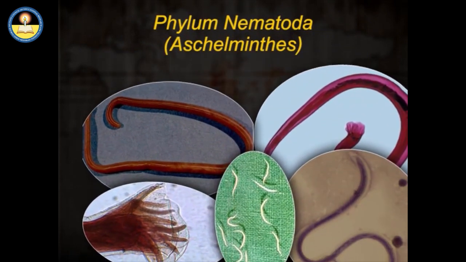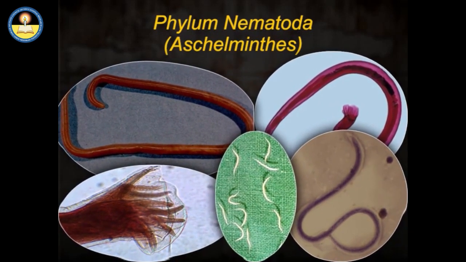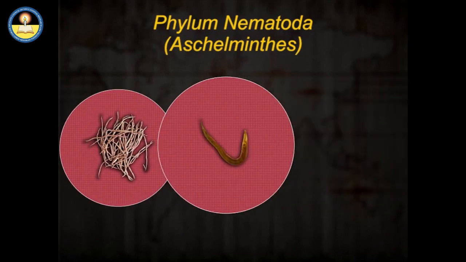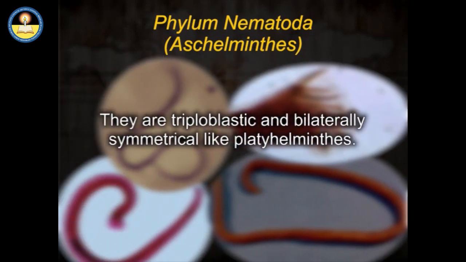Phylum Nematoda, Aschelminthes, roundworms. The body size of nematodes varies from microscopic to quite large forms that are elongated and cylindrical. The body cavity is a pseudocoelom. They are triploblastic and bilaterally symmetrical like platyhelminthes.